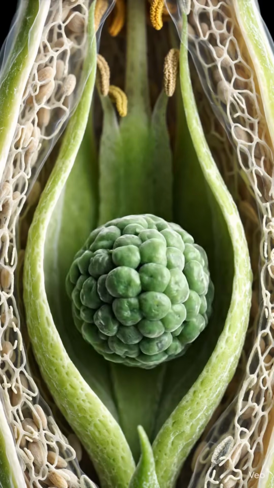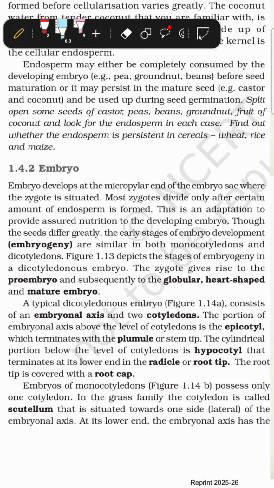Hello students, let us understand the development of embryo. The development of embryo begins at the micropylar end of the embryo sac only after a certain amount of endosperm is formed, so that assured nutrition to the developing embryo is provided.